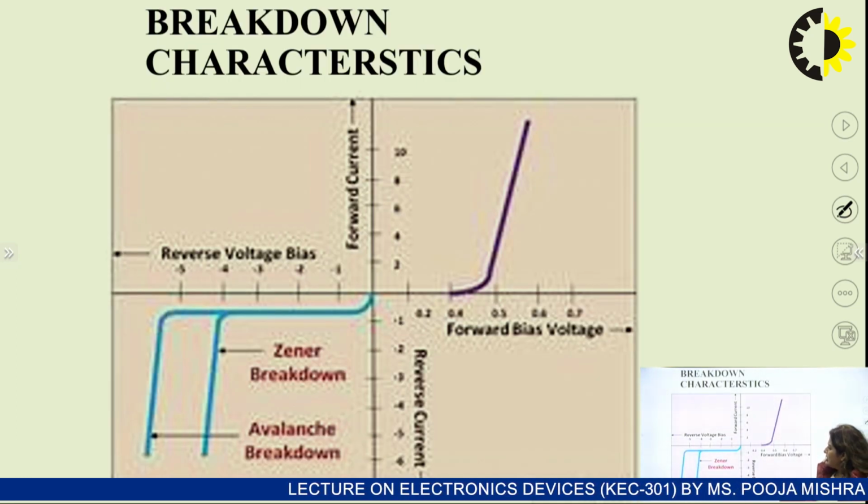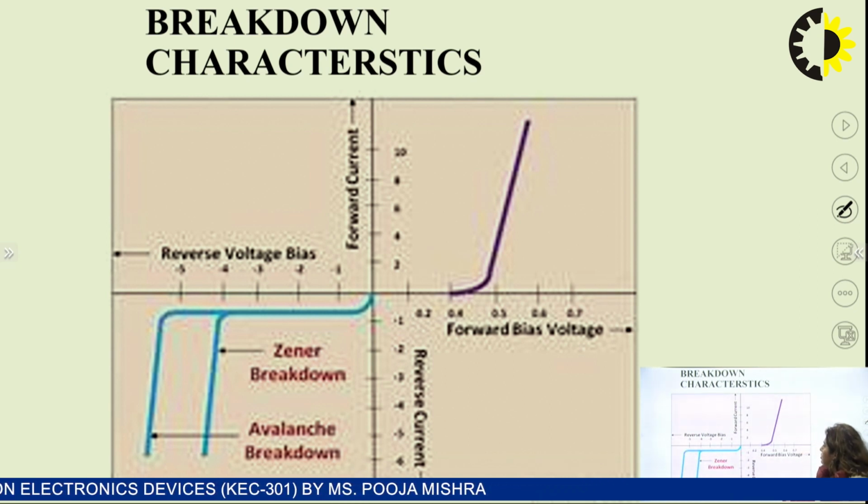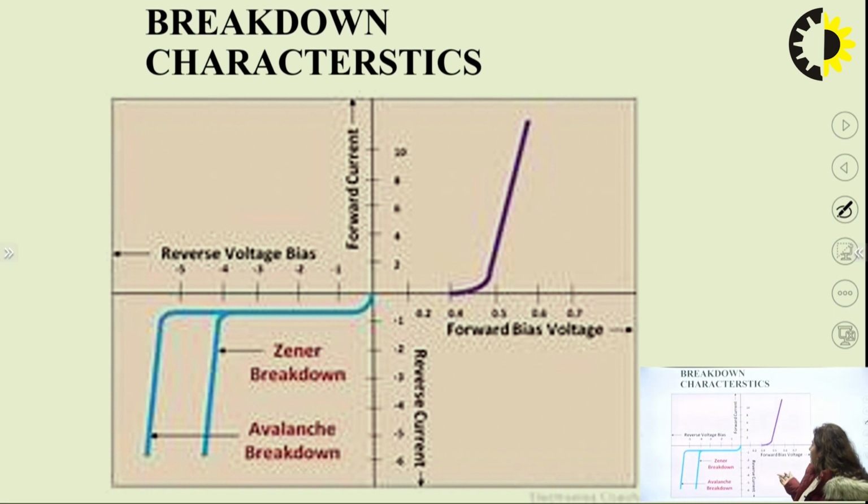So next we can see from the graph also how the breakdown will occur in the reverse bias direction. In the forward bias, it is the same: as you increase the V value, the current will increase in the forward bias condition.